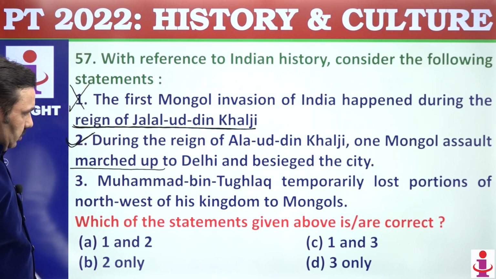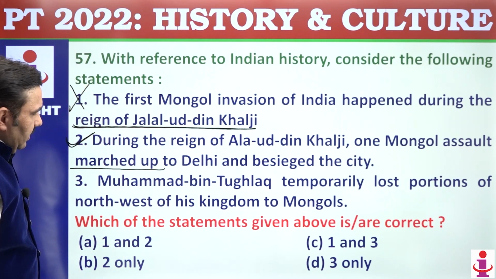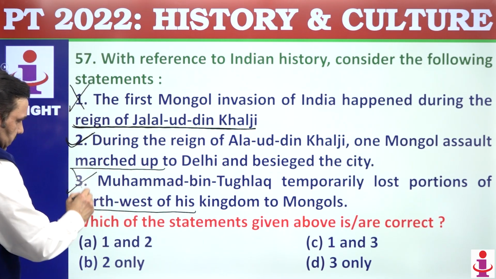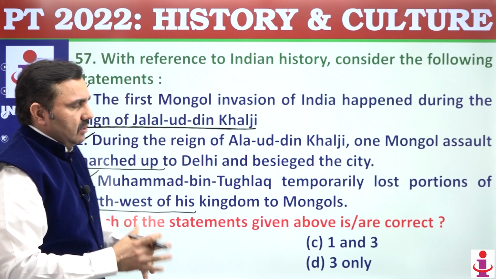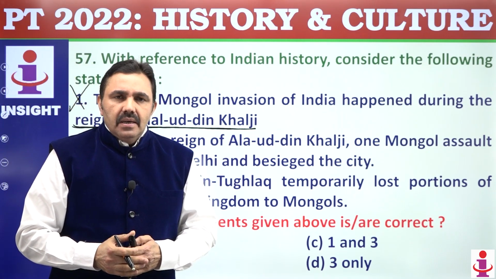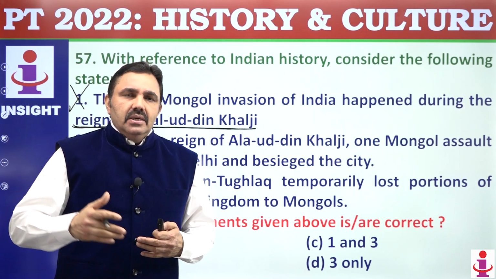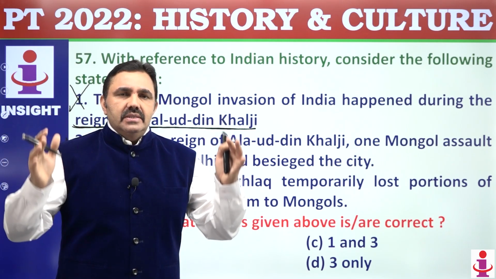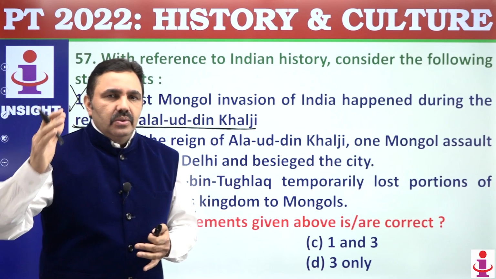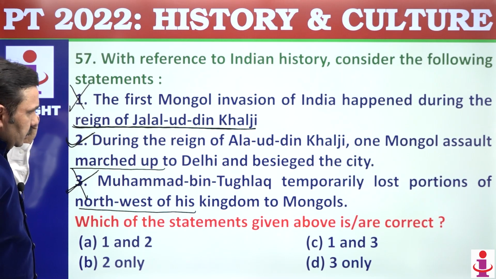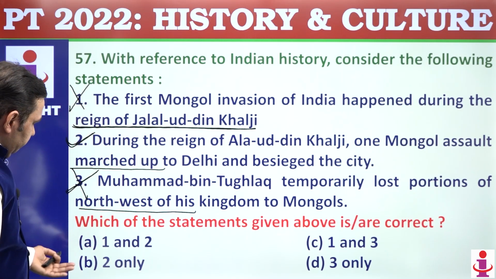That happened in 1303. Muhammad bin Tughlaq temporarily lost portions of the northwestern part of his kingdom to Mongols. During the reign of Muhammad bin Tughlaq, there was no serious Mongol threat. Who lost territories? Behram Shah, Alauddin Masud Shah, Nasruddin Mahmud. So those sultans temporarily lost a part of the northwestern portion of the Delhi Sultanate to Mongols, not Muhammad bin Tughlaq. So only 2 is correct here. Option B.